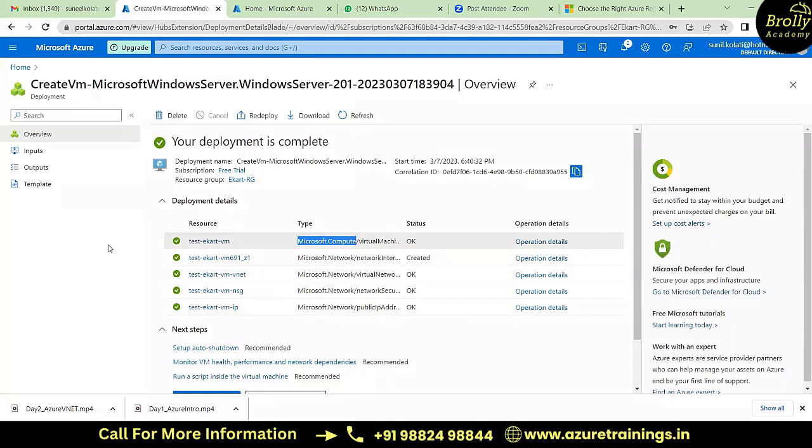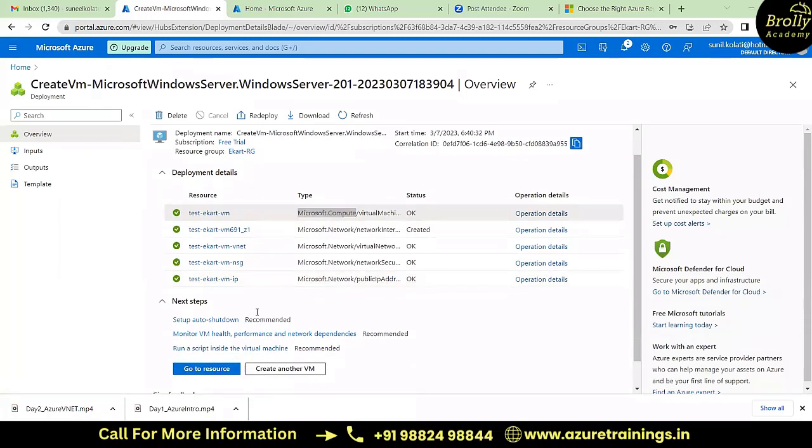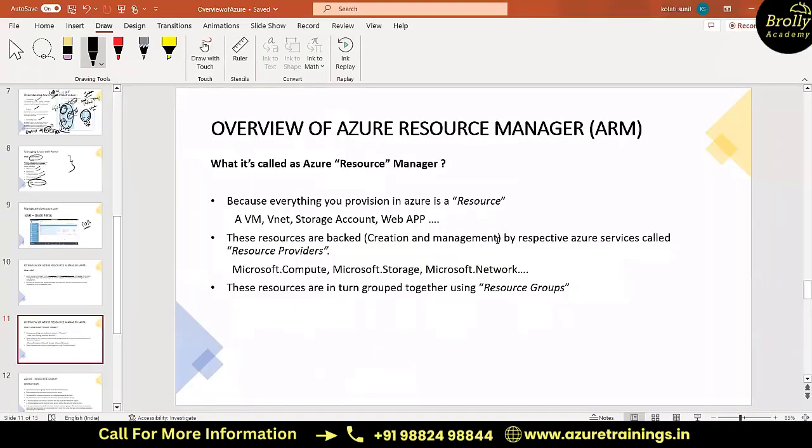Whenever I create a request to create a VM, that request will go to the respective provider. The network provider will allocate the respective IP. Compute will provide a CPU, RAM, disk, everything. So the resources are backed by respective Azure services called resource providers. They are called Microsoft.Compute, Storage, Network. These are all resource providers.